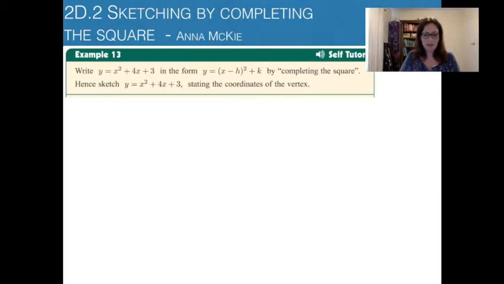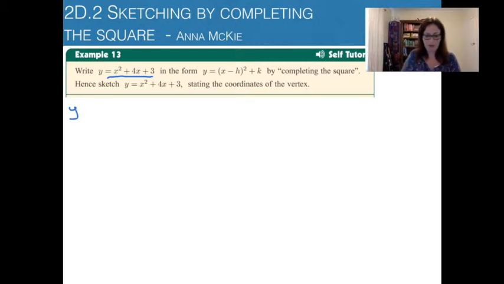If we have to write this quadratic in the form y equals (x minus h) all squared plus k, which is the turning point form, then we need to complete the square on that standard quadratic. And once we've done that, we're going to sketch it and state the coordinates of the vertex.